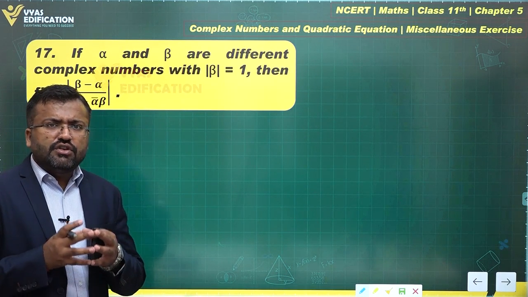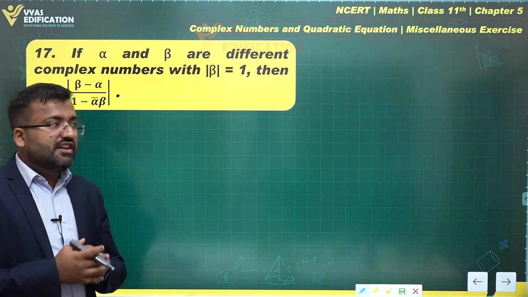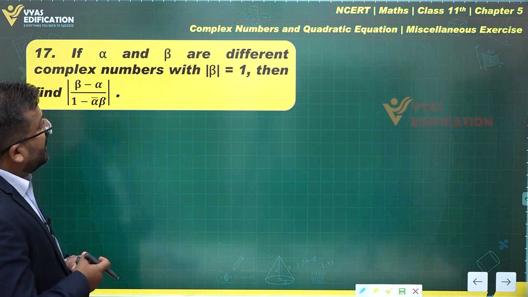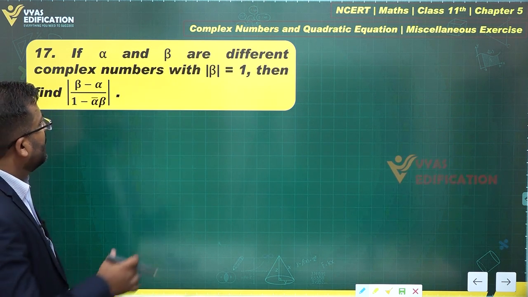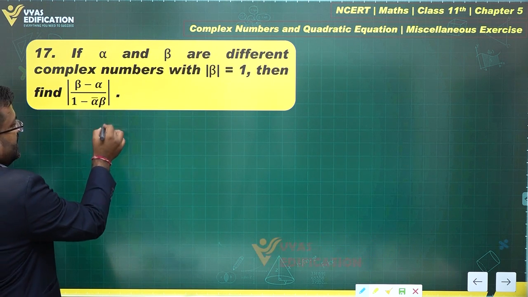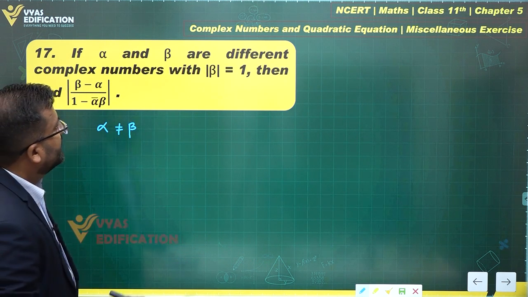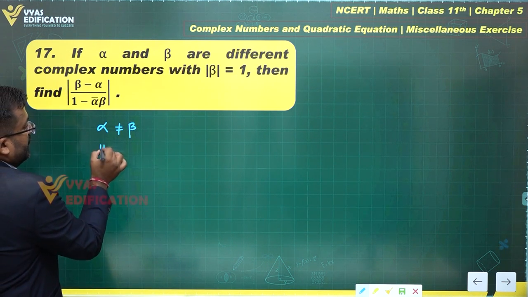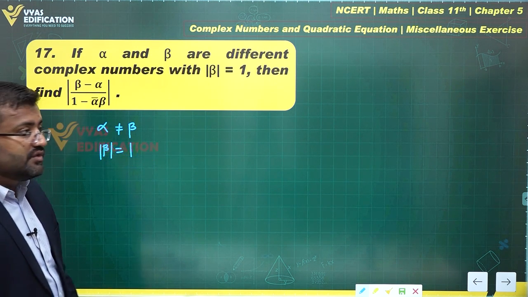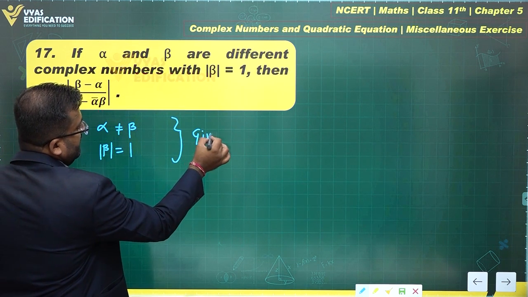And when you go about thinking how to approach this question, you would find that your hands are pretty tied. How to get free from that tightness? What is the problem in this particular question? Alpha and beta are different complex numbers, so alpha is not equal to beta and both are complex numbers, with modulus of beta equal to 1. Both of these are given.